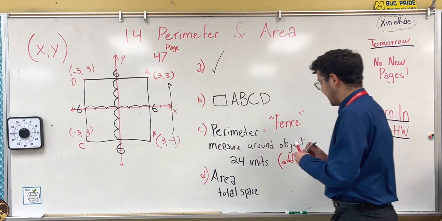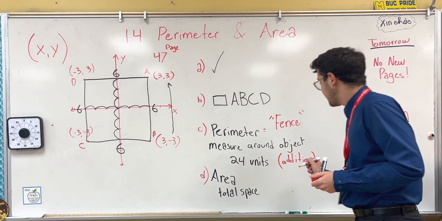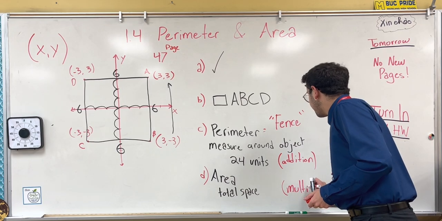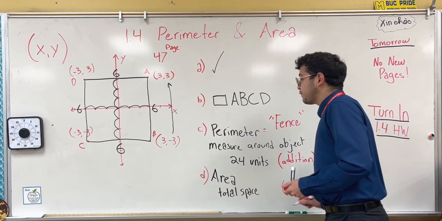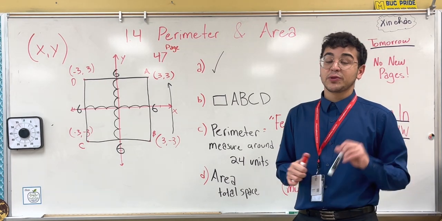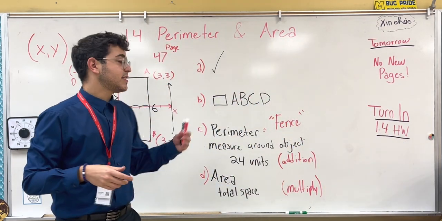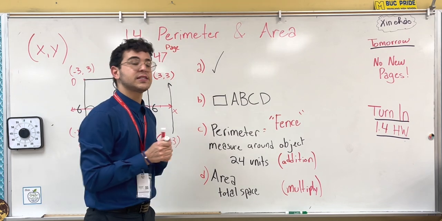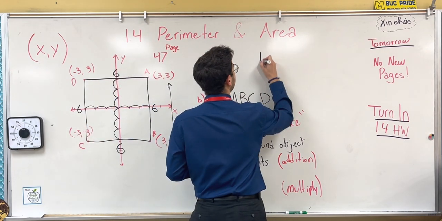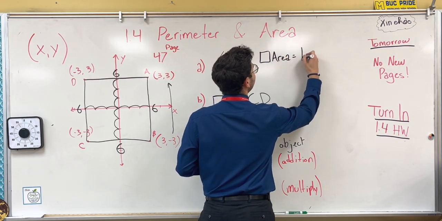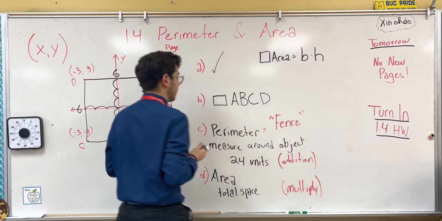This is multiplication. When we're doing area, it's multiplying, okay? There are different formulas for different shapes, and we're going to touch on that in 1.4. So each shape has its different area formula. Lucky for us, the formula for the area of a square is base times height, okay?